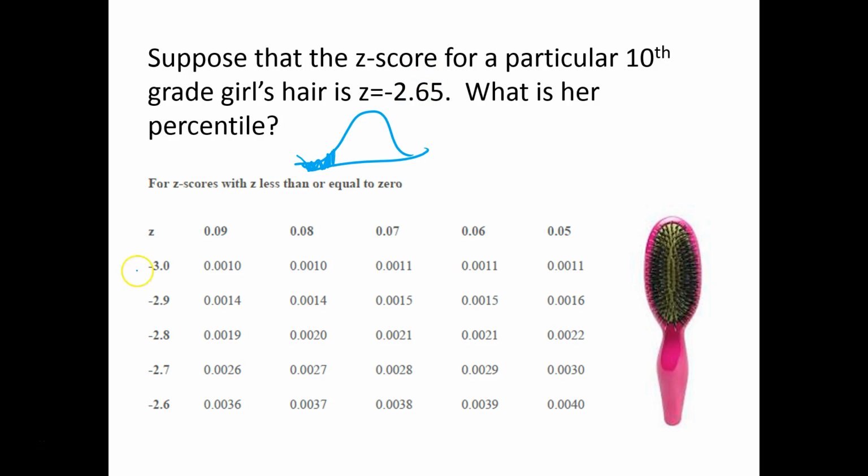So negative 2.65, here's negative 2.6, here's 0.05. Looks like there's a 0.4% chance that you would have hair that is less than a z-score of negative 2.65. So 0.004. So about 0.4%, very small.